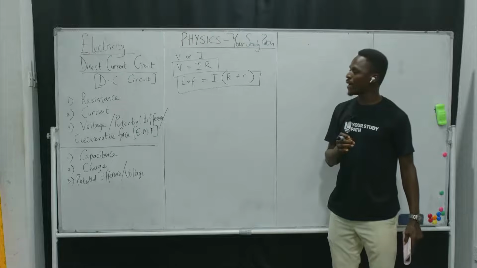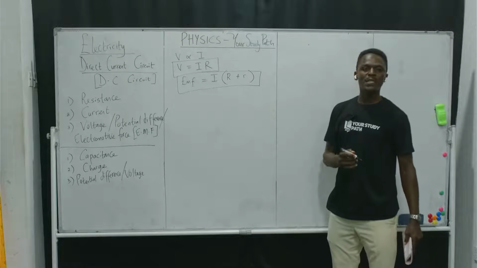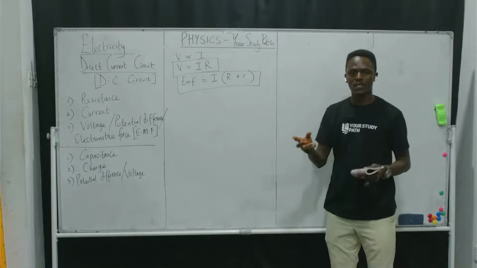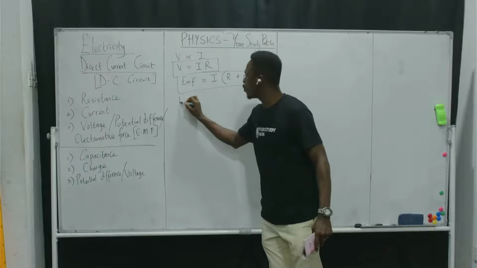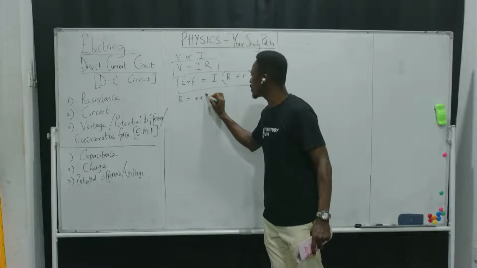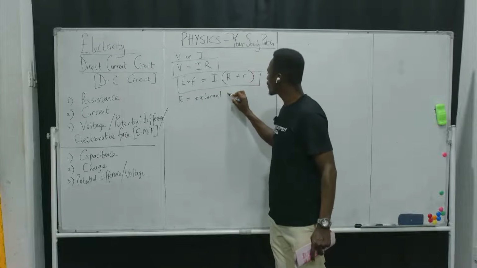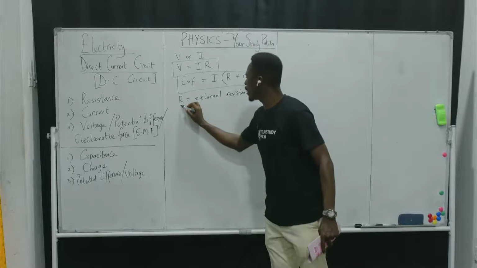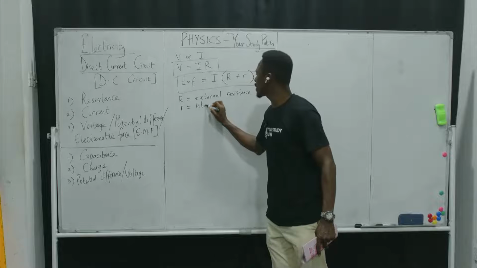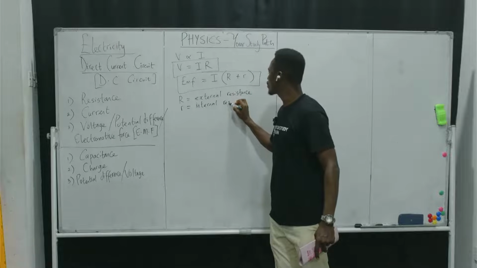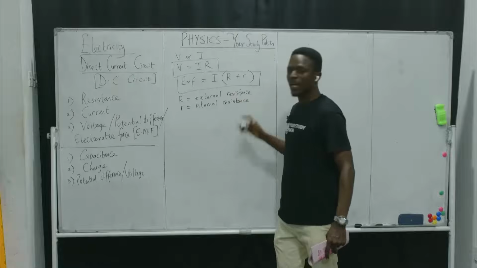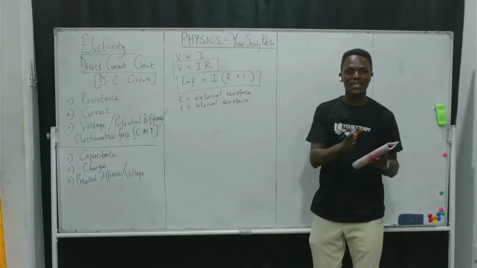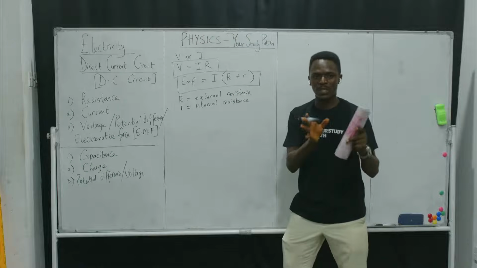V is equal to IR. Your EMF is equal to the product of current and the combined sum of resistance, such that your big R is called external resistance, and your small r is called internal resistance. A quick one. How do you differentiate between internal resistance and external resistance? A circuit diagram explains better.